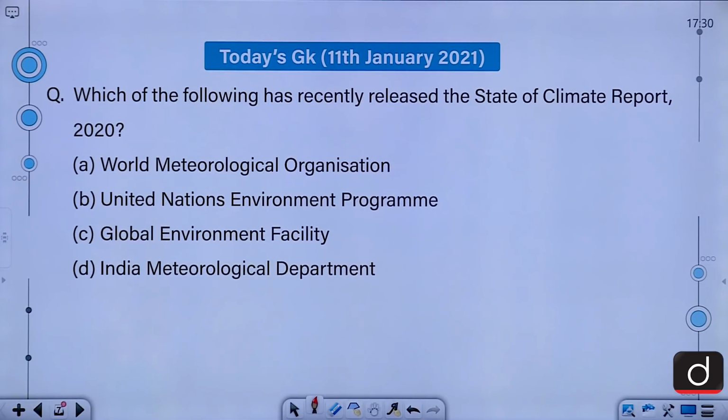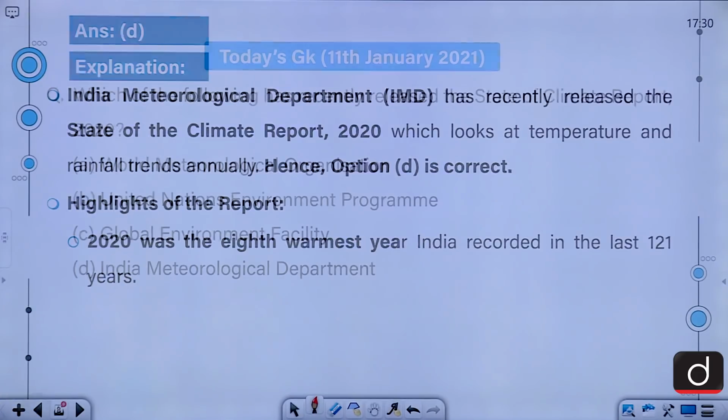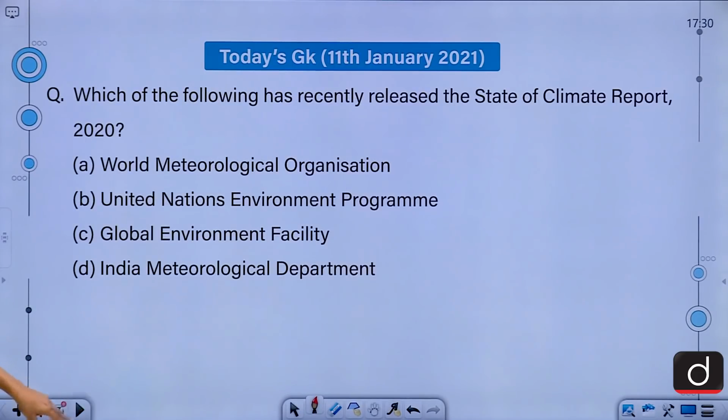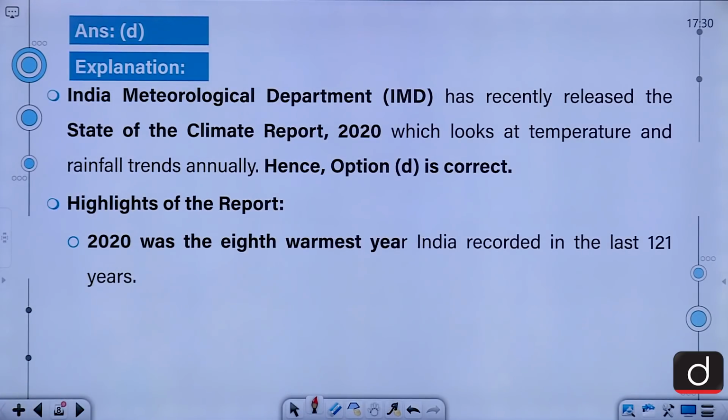Which of the following has recently released the State of Climate Report 2020? World Meteorological Organization, United Nations Environment Programme, Global Environment Facility, India Meteorological Department. So, the correct answer for this question is D, India Meteorological Department. India Meteorological Department has recently released the State of Climate Report 2020, which looks at temperature and rainfall trends annually.